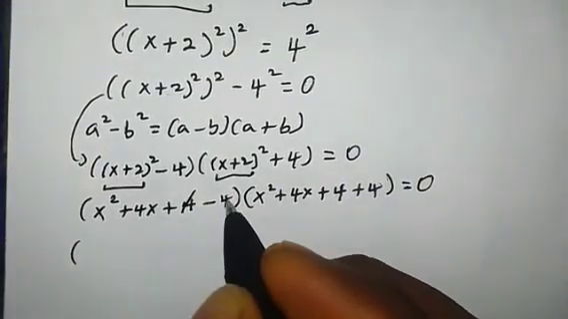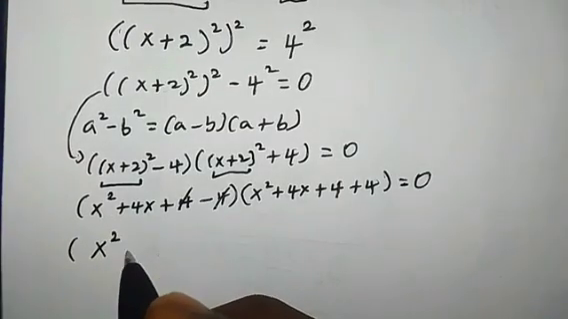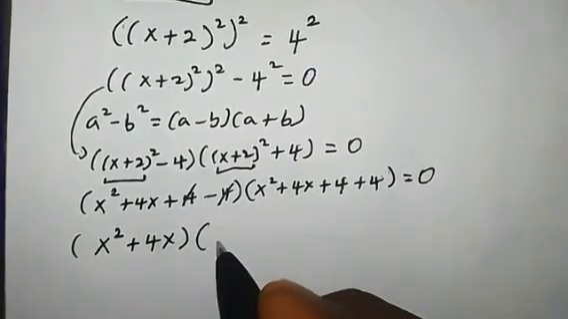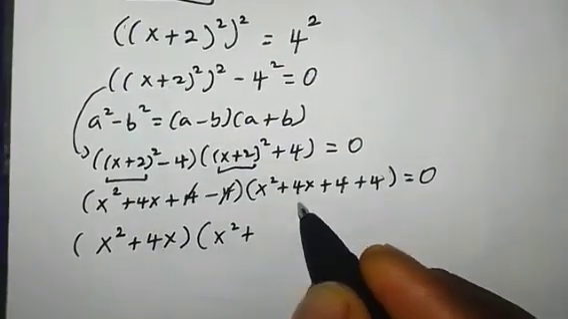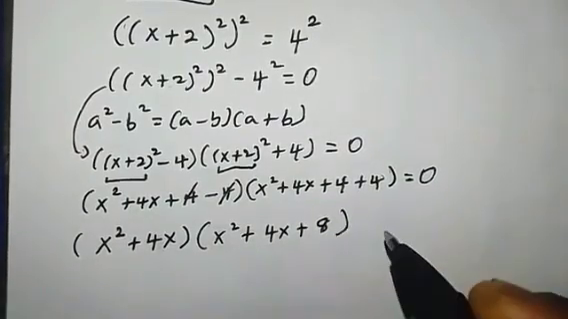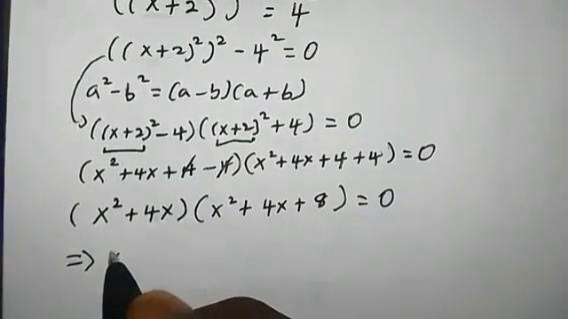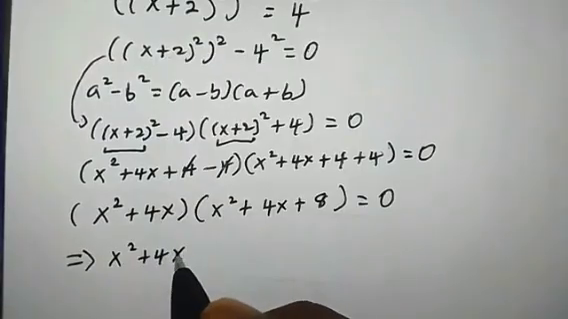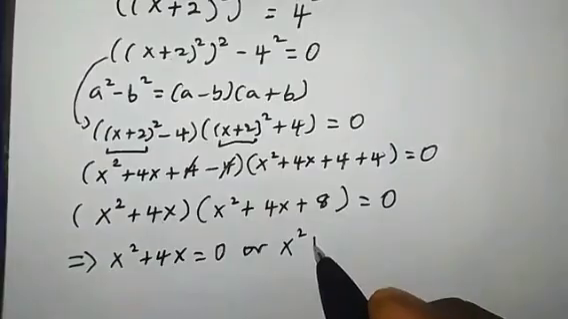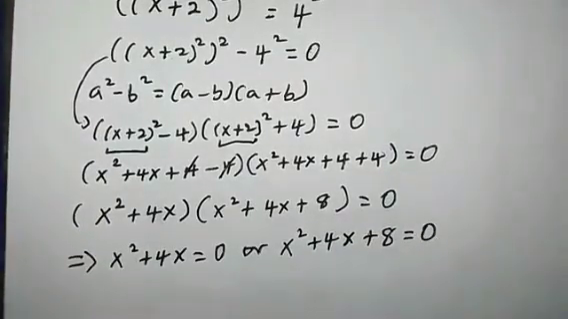Clearly, 4 minus 4 goes, we are left with x squared plus 4x times x squared plus 4x plus 4 plus 4, that is 8, equal to 0. This implies that x squared plus 4x is equal to 0, or x squared plus 4x plus 8 is equal to 0.